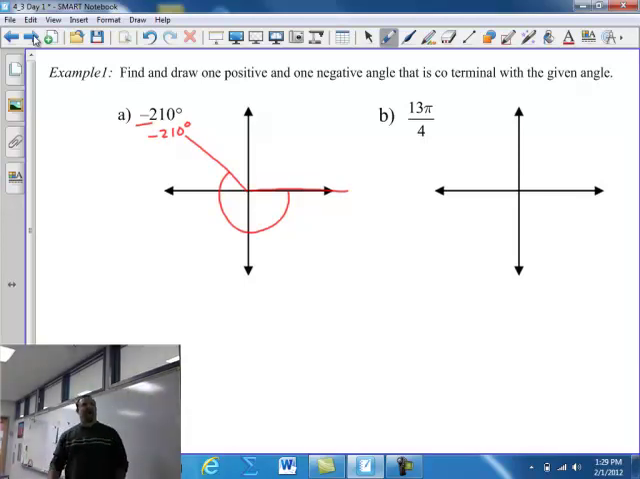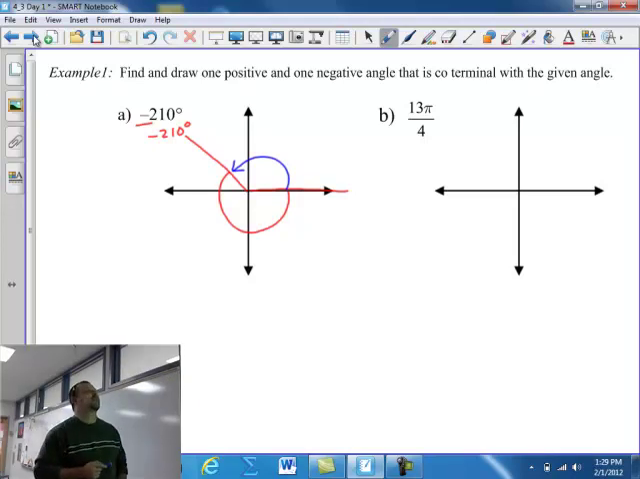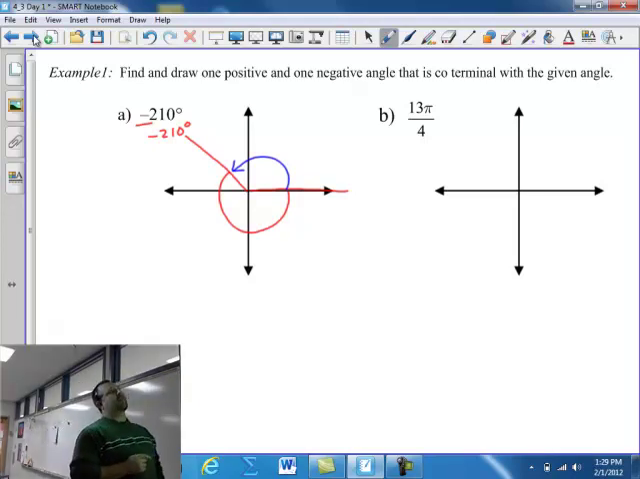I would like a positive angle that is coterminal. So can I just go the other way? We're going to start back at 0, and we're going to go here. How far is that? Well, 360 is a whole circle. 210 was going down and around, and this is going up and around, so 360 minus 210 is 150 degrees. And it's a positive angle. There's one of my answers.